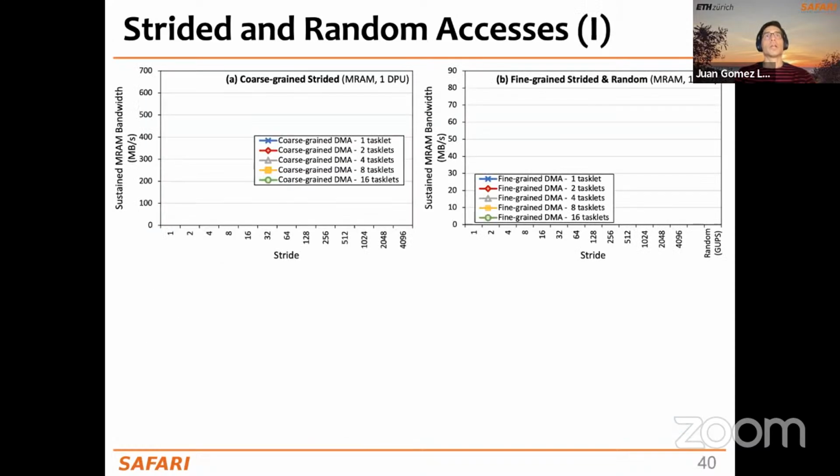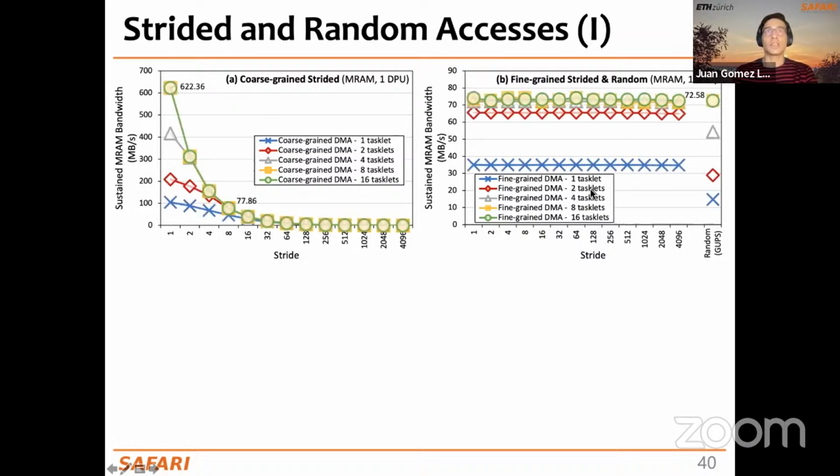Okay, so let's take a look at the results. Again, in the y-axis we have the sustained MRAM bandwidth, and on the left-hand side we have the results for coarse-grained strided accesses. On the right-hand side, we have the results for fine-grained strided and random accesses. These are the results for different numbers of tasklets. Each curve corresponds to a different number of tasklets. At the bottom, in the x-axis, we have the stride that we are using in the strided accesses. And also here, the rightmost column corresponds to the results of the GUPS benchmark, the random access pattern.